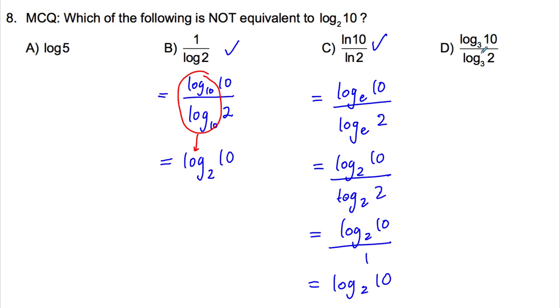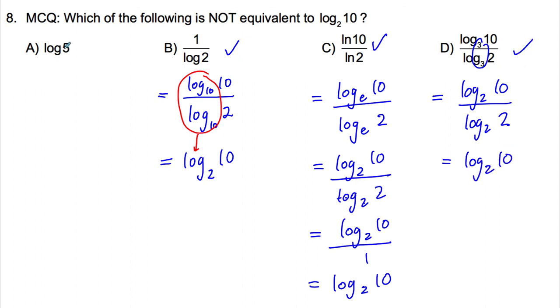Here we can do the same thing. We can change base E or base 3 or base 10 to base 2. So if we do that, we get log base 2 of 10 divided by log base 2 of 2. I'm just changing the base to any other base that I like. And then what is the exponent on 2 to get 2? It's 1, and so this is indeed log base 2 of 10.